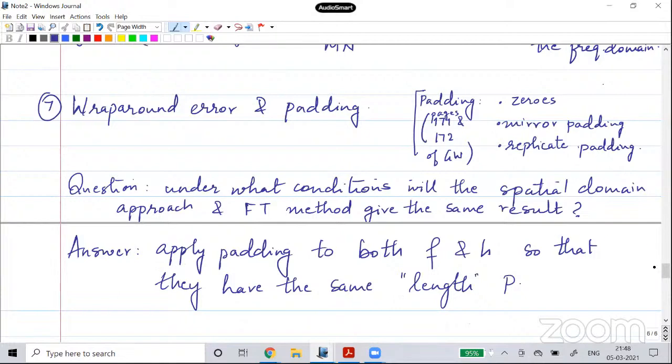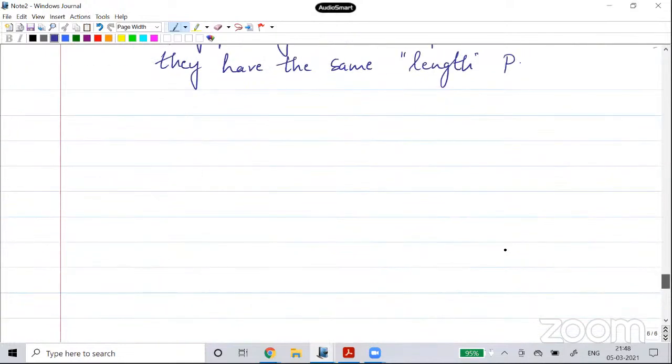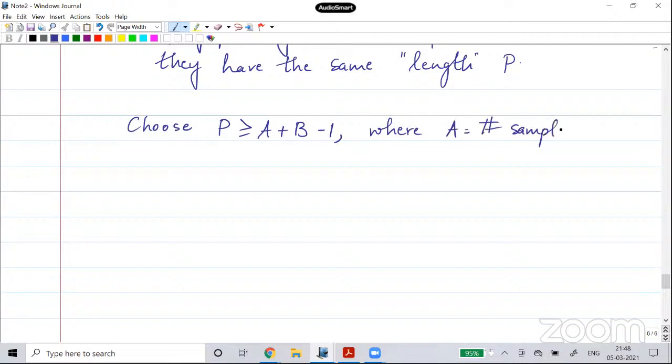And it turns out that the correct padding to apply is of the following length. So choose P to be greater than or equal to A plus B minus 1, where A equals the number of samples of f, and B equals the number of samples of h. This is in one dimension.